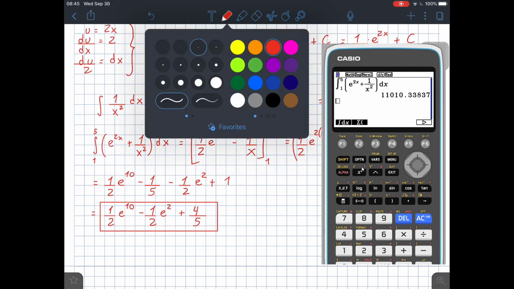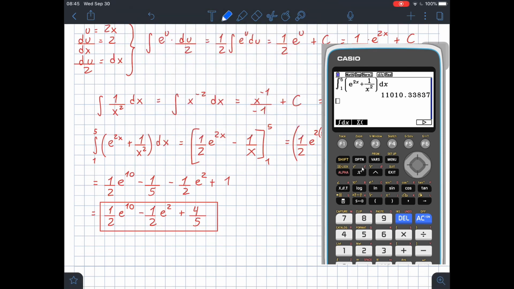Let's see if this answer corresponds to our result. So I'm going to write the result here. So using GDC, we got as a result 110.34. So now let's see if this expression we got here is actually the same as that result. So if we plug in that information, 1/2 times e to the power of 10 minus 1/2 times e to the power of 2 plus 4 over 5.